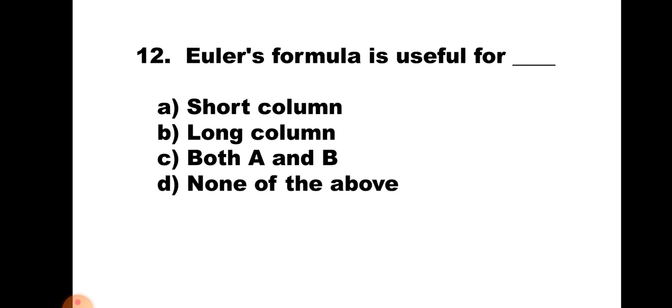Question number 12. Euler's formula is useful for A. short column, B. long column, C. both A and B, and D. none of the above. Definitely Euler's formula is useful for long column. Hence the correct answer of this question is B, long column.